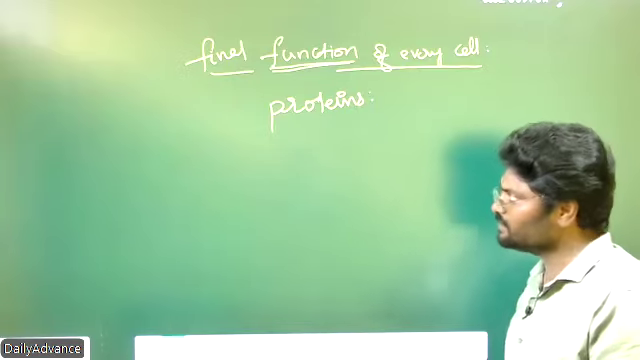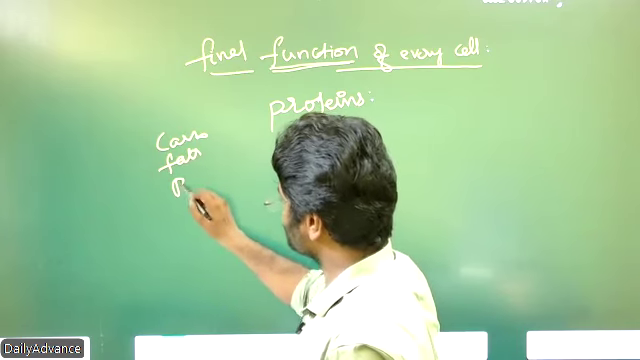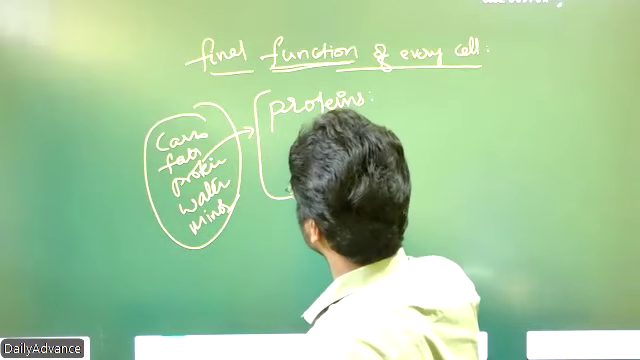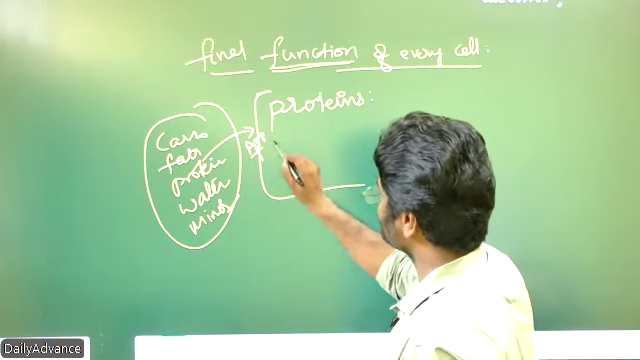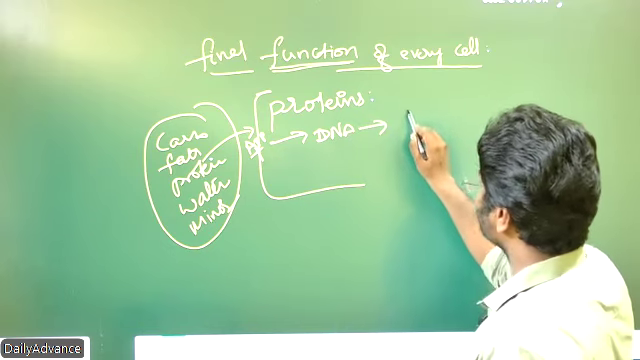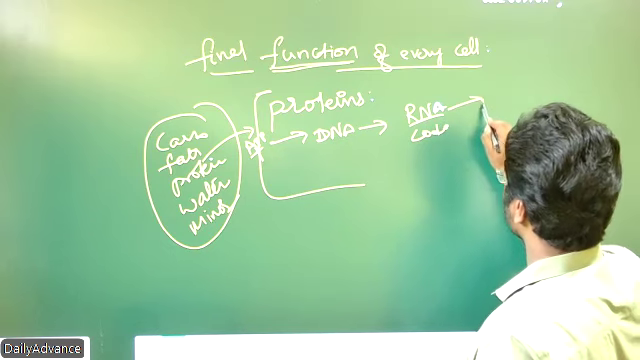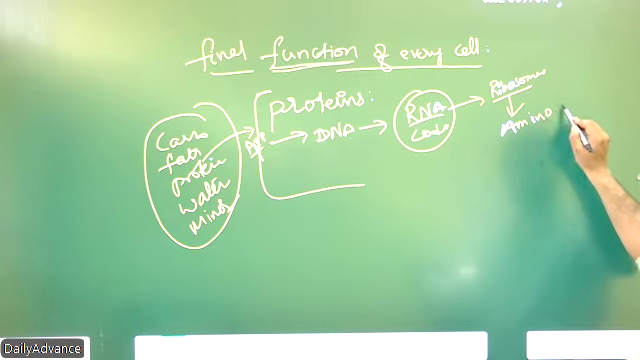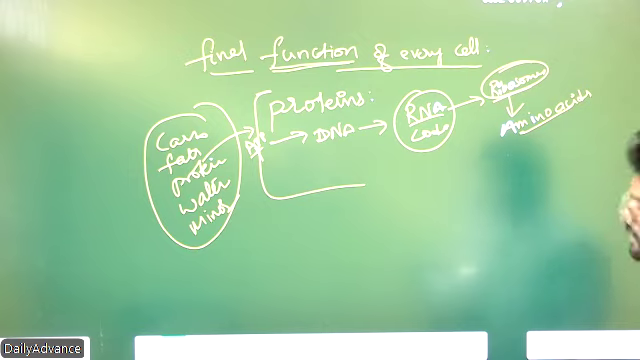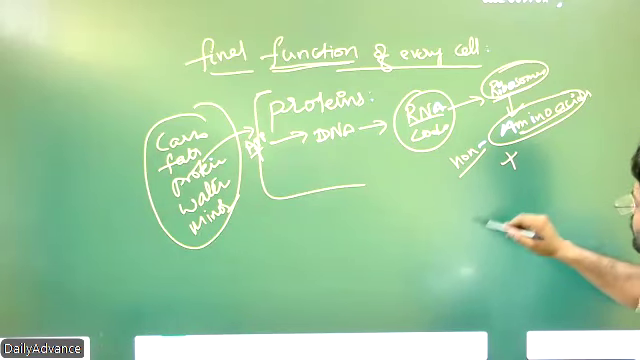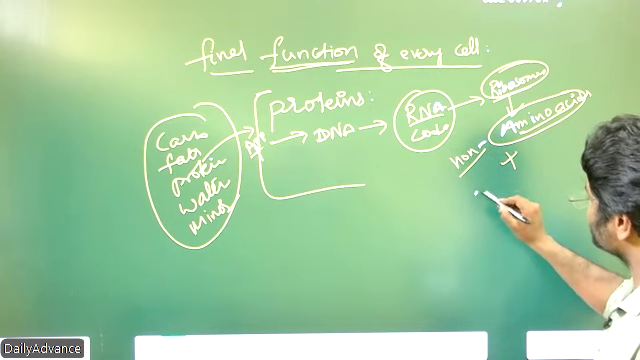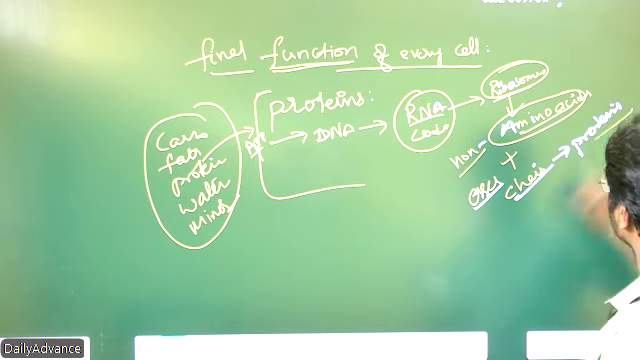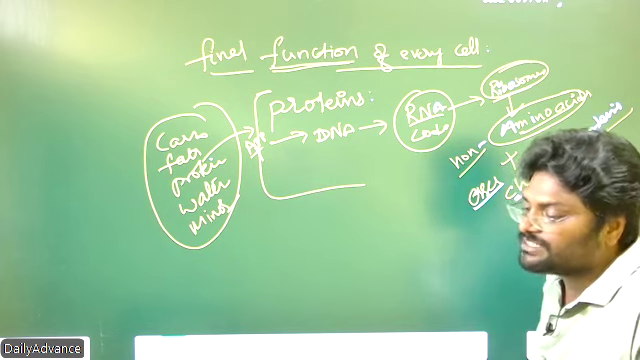For these proteins, the cell's inputs are carbohydrates, fats, proteins, water, and minor minerals. These are all the inputs inside a cell through which ATP energy is generated. This energy is used by the DNA. So the DNA gives the RNA, that is the code. This code is decoded by the ribosomes. What kind of amino acids is the DNA asking for? Those amino acids are created by the ribosomes by decoding the RNA. So these non-essential amino acids plus the amino acids we take through food, that is the essential amino acids, form chemical chains that we call proteins. This is the final functional output of every cell in the body.